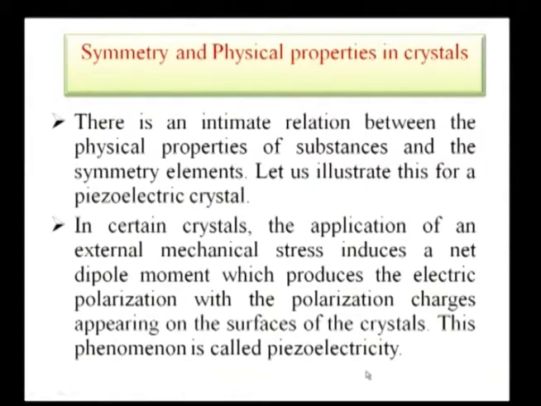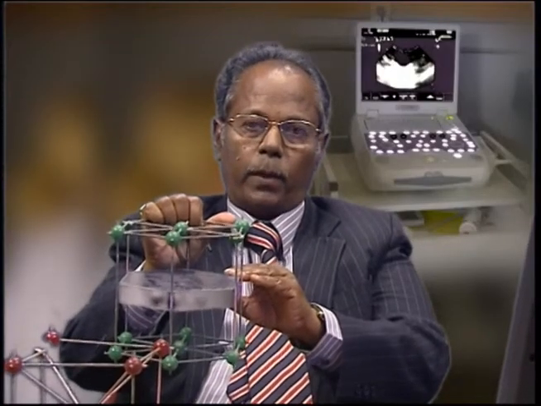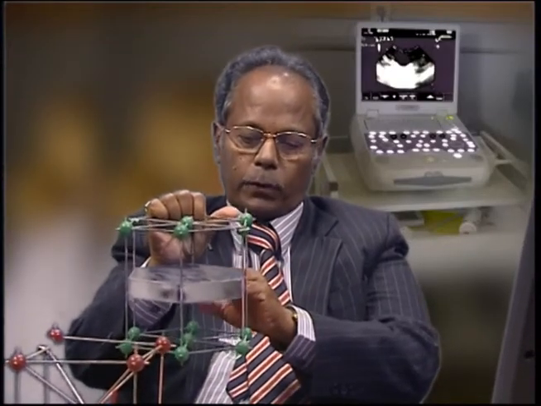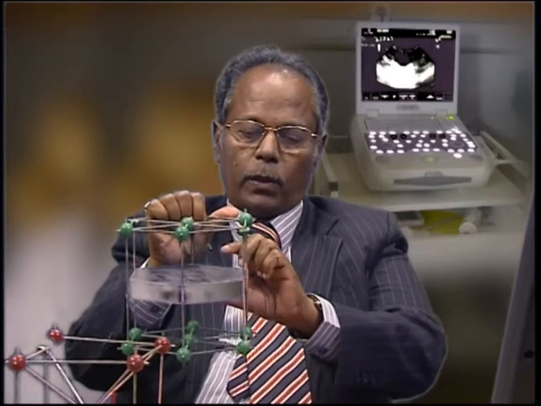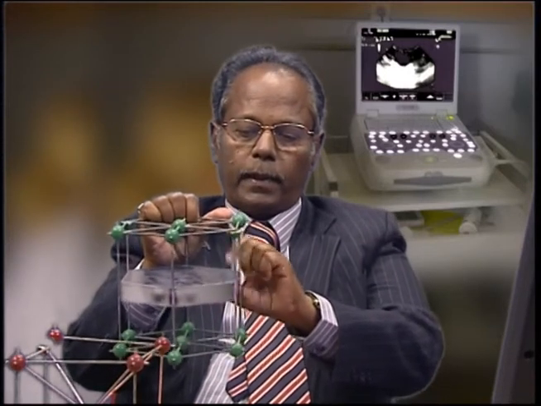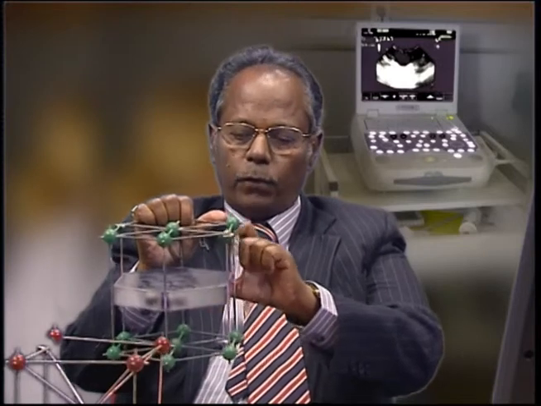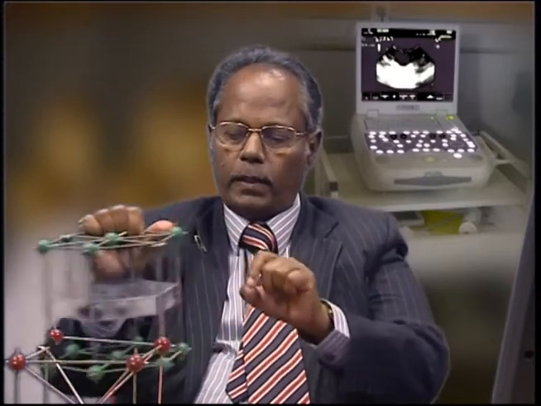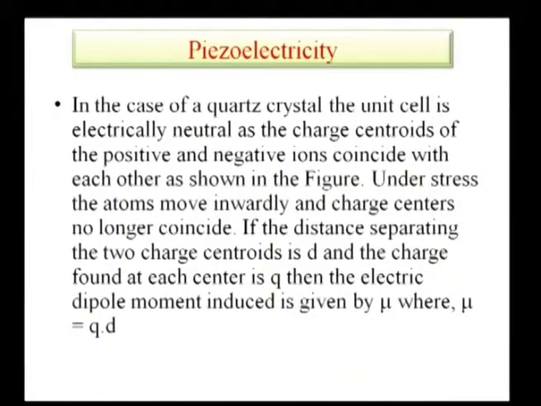As I told you just now, if you apply pressure, this becomes positively polarized and negative charges will be found at the bottom, and there will be a polarization density or a field that can be developed across the two faces. The upper portion becomes positive compared to the lower portion. In the case of quartz crystal, the unit cell is electrically neutral, and the charge centroids of the positive and negative charges coincide.